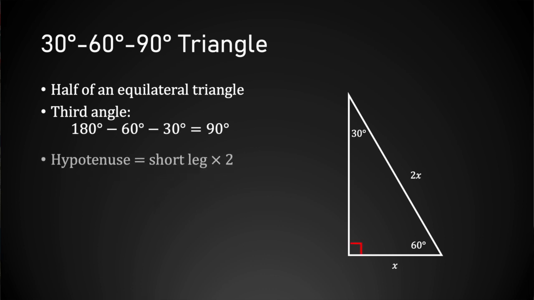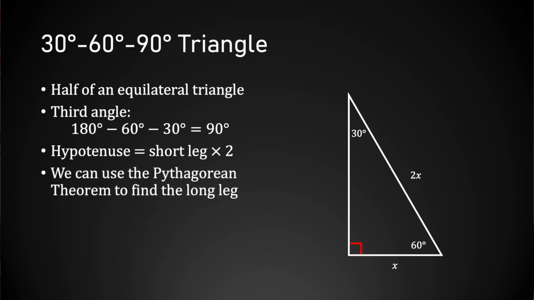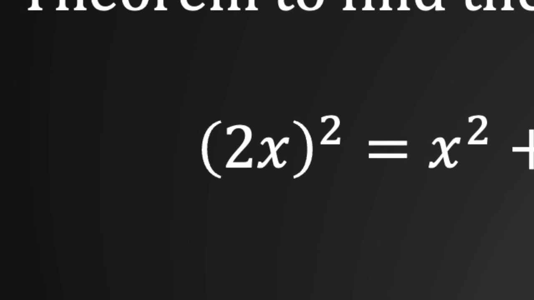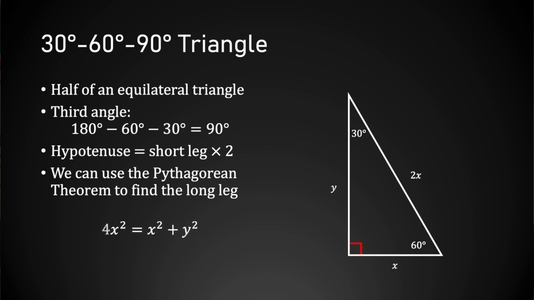So the hypotenuse is twice as long as the short leg, and we can use the Pythagorean theorem to find the long leg. Again, c squared equals a squared plus b squared. I'll replace c with 2x, replace a with x, and I'll label my long leg y for now, and I'll put that in for b. Notice that I put parentheses around 2x. We want to remember to square the whole thing, not just the x. When we do that, the 2 becomes a 4, and the x becomes x squared. I can subtract an x squared from both sides to get y squared by itself. And now I can rewrite the left side of the equation as 3x squared.